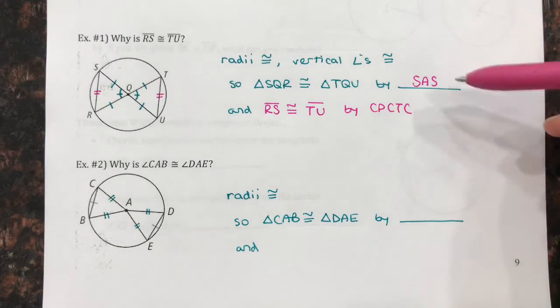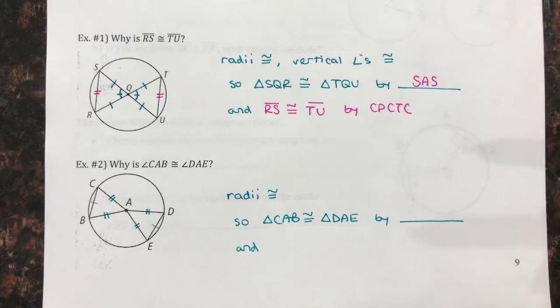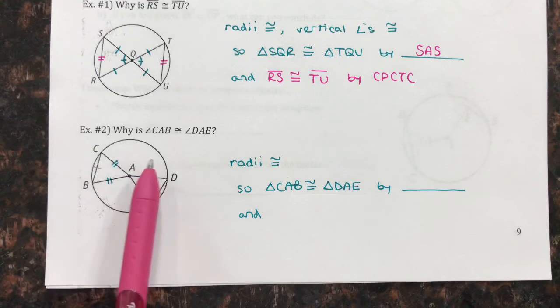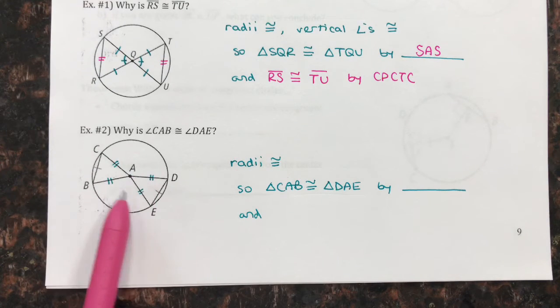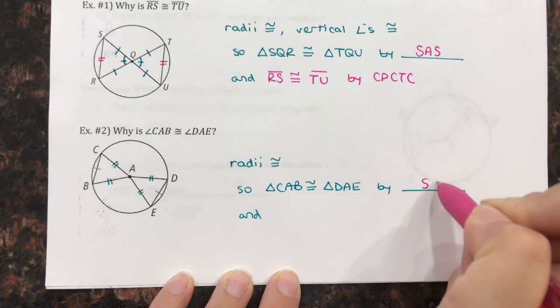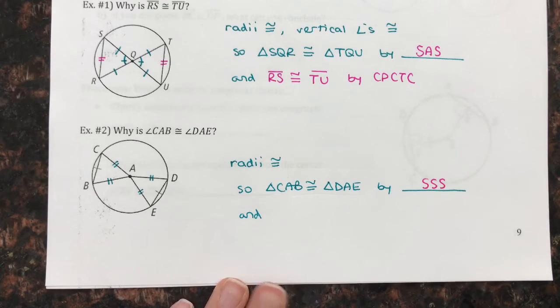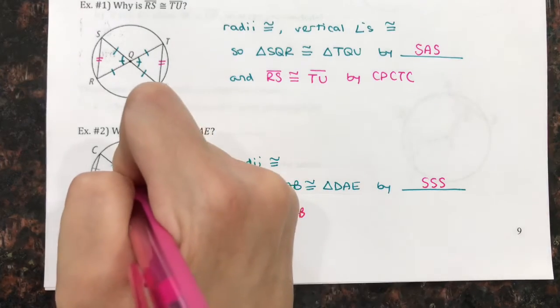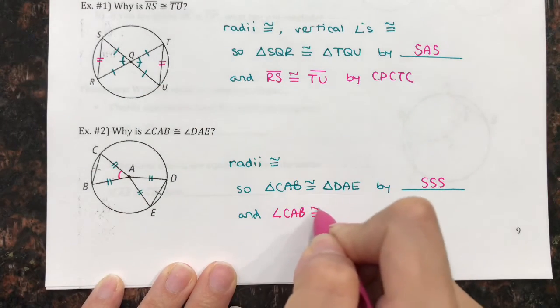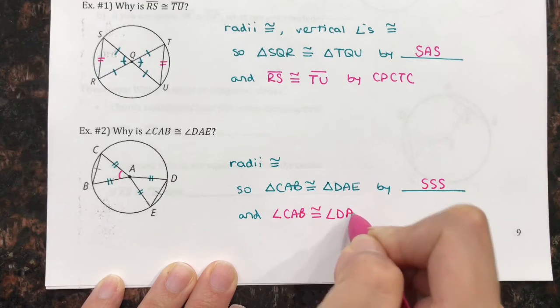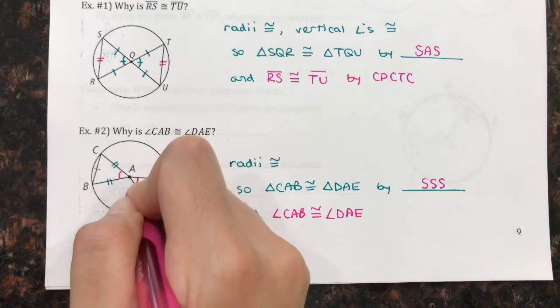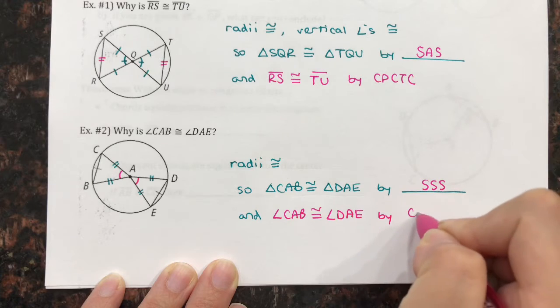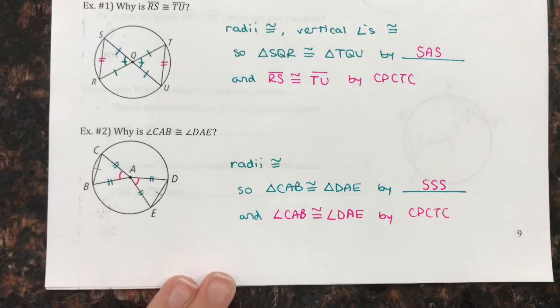So we could have made this into a 2-column proof. I'm just doing it a little bit shorter, just summarizing the main key points instead of setting up the 2 big columns. Likewise, in our second problem, why are the angles congruent? Well, again, we've got these 4 radii congruent. And so the triangles are congruent by side, side, side. And therefore, angle CAB, right here, is congruent to angle DAE by CPCTC. Okay.